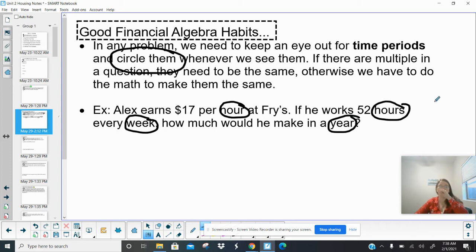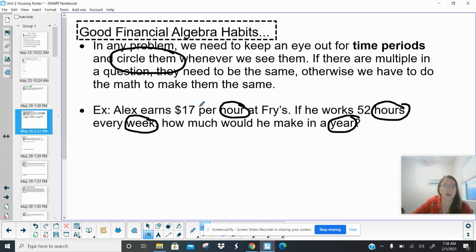So you need to keep an eye out for this. Now it is very possible that throughout the whole question, it goes week, good. You don't do anything. It's only in this case where it said hour and then week and then year. Those time periods don't match. They aren't the same. So we need to go from hourly to a week to a year, yeah?